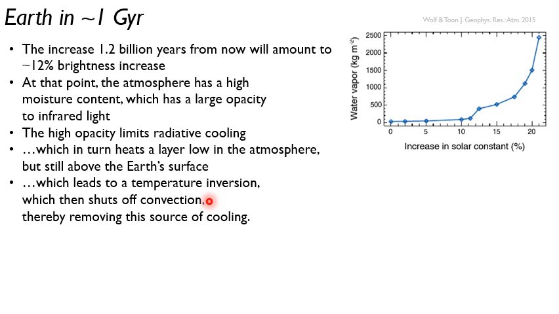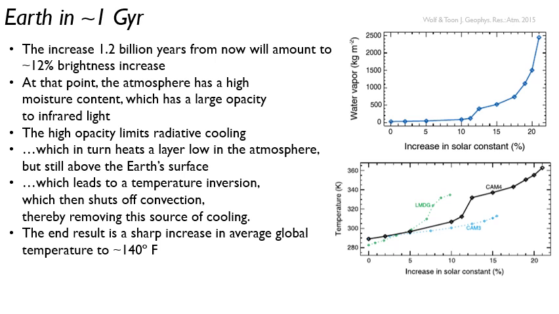So now you're not only not radiative cooling, but you're also not really cooling by convection. And so what happens then is around that 12.5% increase in brightness, that's going to happen about 1.2 billion years from now, there's an abrupt jump in the average temperature on the surface of the Earth. And so this abrupt jump takes you to an average global temperature of around 140 degrees Fahrenheit.